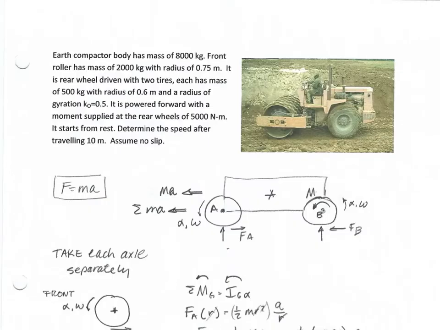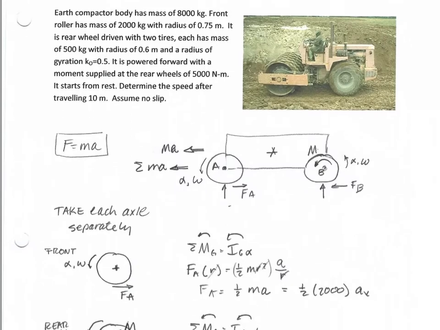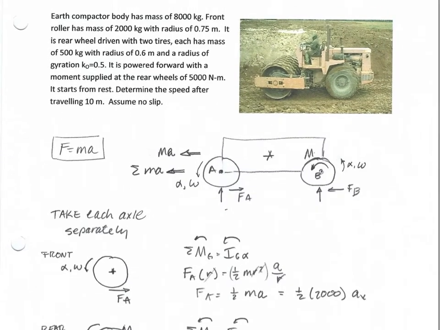All right, so what we're going to do then is use this understanding to do an F equals ma analysis on this entire system. So here we have a problem, and it says that we have a torque in the back of 5,000 Newton meters. That's going to be at the back. The rear wheels are driven, 2 tires, each has a mass of 500 kilograms in the back, and the front roller has a big mass of 2,000 kilograms with a radius. We're going to model that as a cylinder in the front.